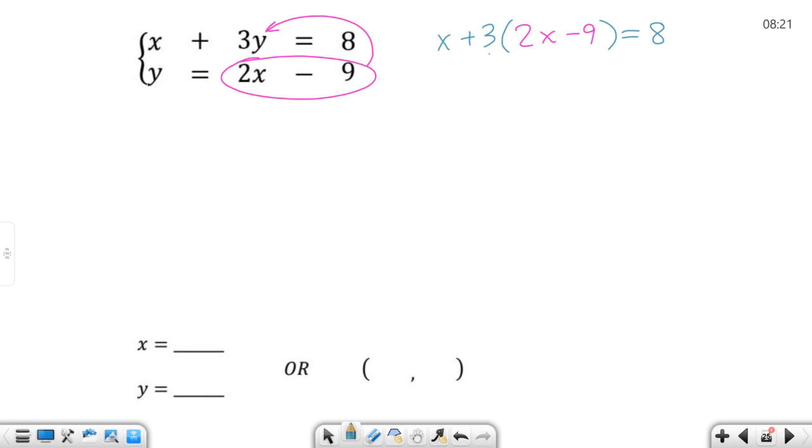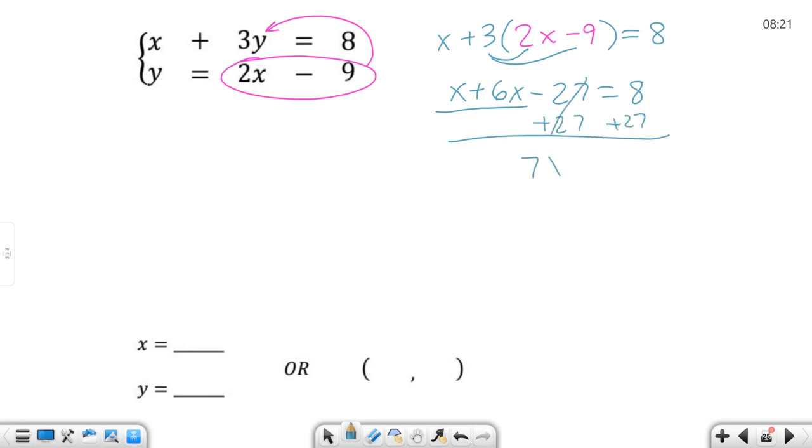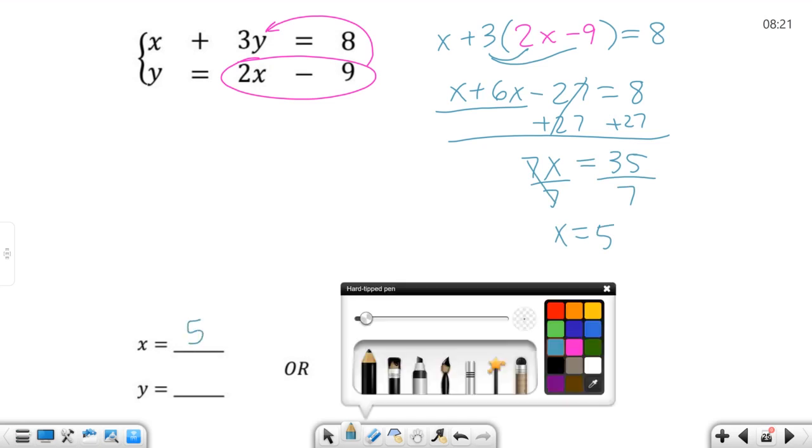So now I'm going to distribute my plus 3. I get x plus 6x minus 27 equals 8. And I have to put these two together. Let's just go ahead and move that over. I'm going to add 27 to both sides. So that cancels. We get 7x equals 35. And we divide both sides by 7. And we get x equals 5. So 5 here and 5 here.